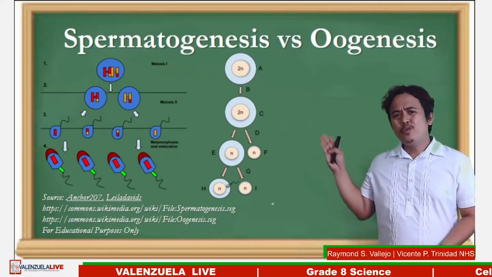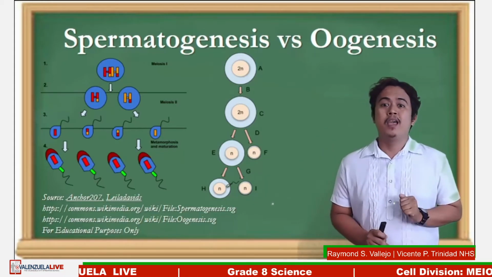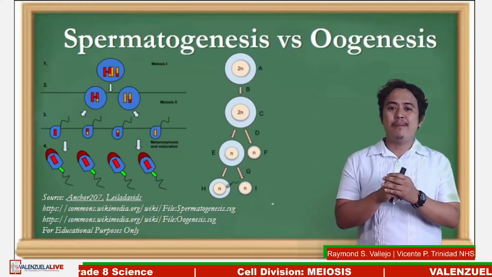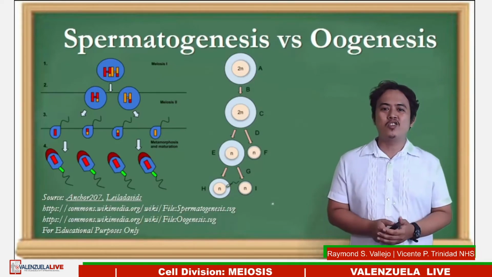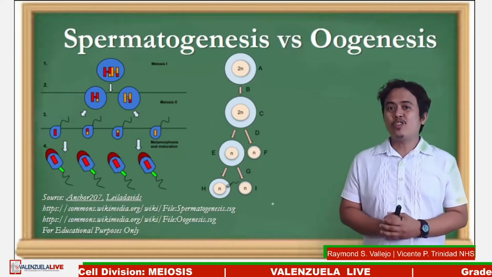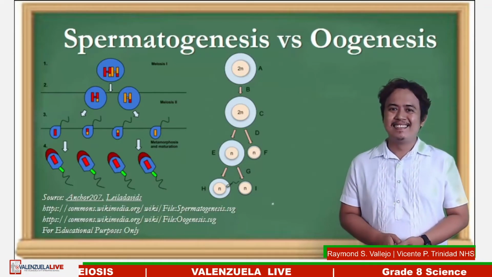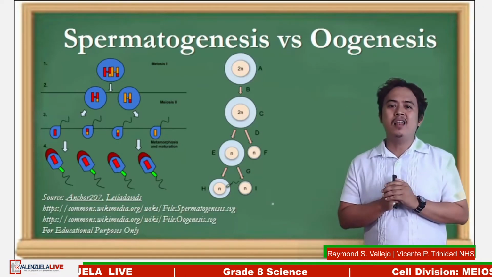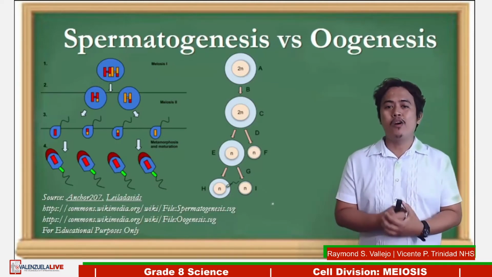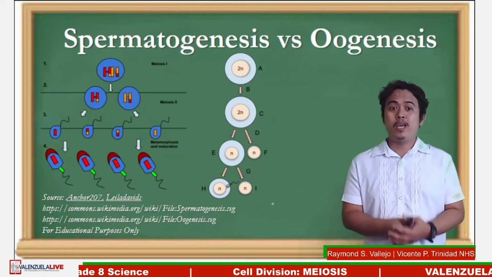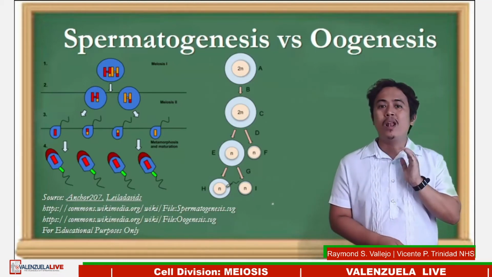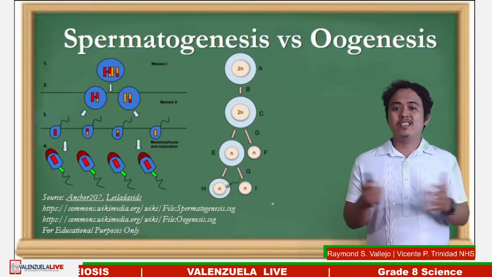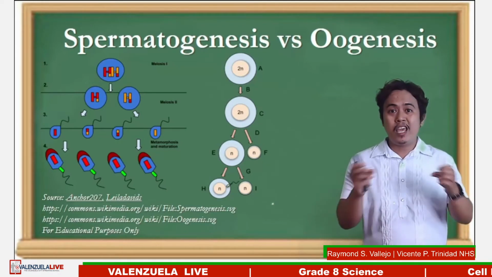Both processes produce 4 daughter cells, but it is only in spermatogenesis where all of its daughter cells become gametes that are ready for sexual reproduction. These cells become spermatozoa or sperm cells. In oogenesis, one big cell and one small cell known as the polar body will be formed after meiosis 1. After meiosis 2, only one cell will continue to develop into an ovum, commonly known as egg cell, while the rest are polar bodies, which will eventually disintegrate.